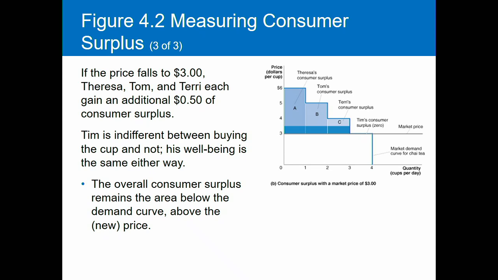In this case, the consumer surplus is still the same thing, the difference between the demand curve and the price, because it's just 50 cents more for each of them. And in this case, whether Tim purchases the tea or not doesn't make a difference to consumer surplus because he values that tea at exactly the market price. I know, thrilling stuff, right?